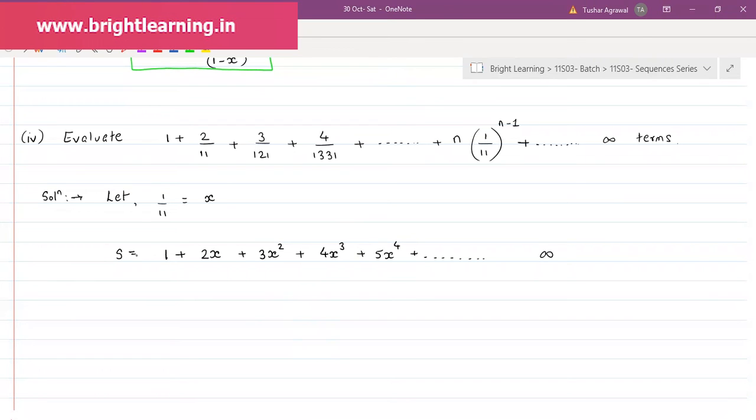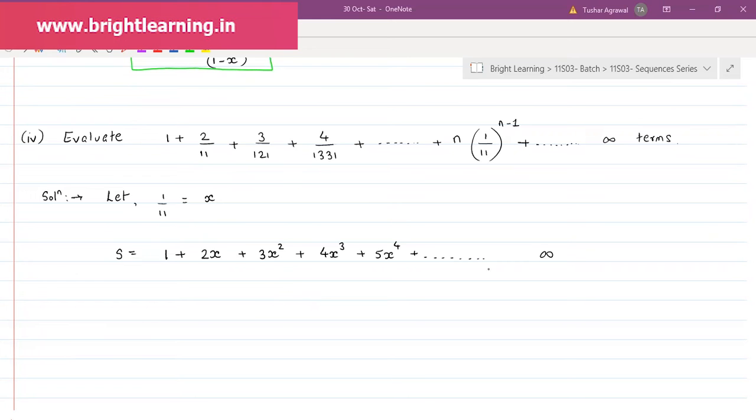So this is what I've just replaced one. I've just taken 1 by 11 equal to x for the time being, and I'm writing this series as S equal to 1 plus 2x plus 3x square, and so on, so that I can avoid the fractions. In the last step, I will calculate the summation in the formula of x only. And once I get the formula, lastly I will resubstitute x equal to 1 by 11.